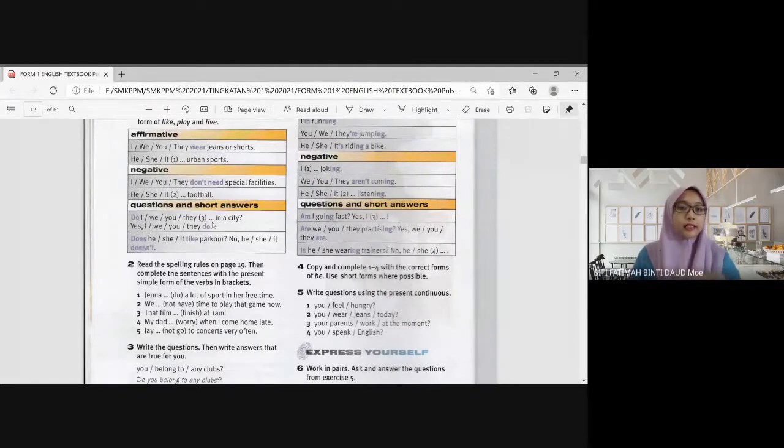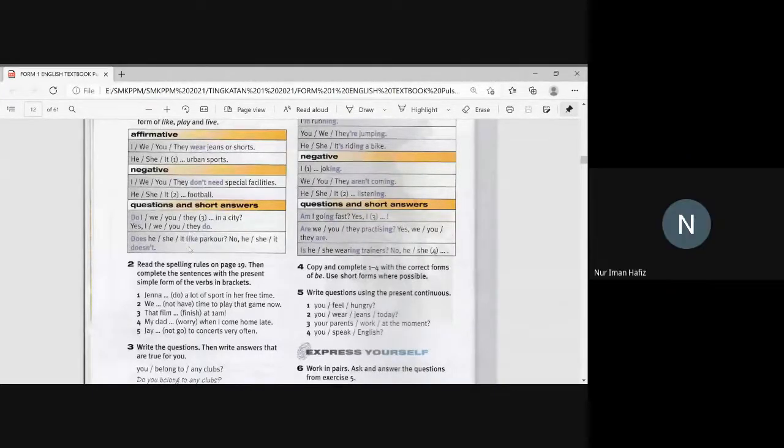So make sure in a question form, do not add anything. Question form dengan affirmative form are the same, sama. Jangan tukar perkataan tu. It must be root word, base form, no ing, no s, no ed whatsoever. So this one is the example for does: does he like parkour? You see, even though the word he plays with s, right? But when it comes to question, tak kisahlah the singular or plural, you must not add anything here. Understand or not? Did you see the difference?